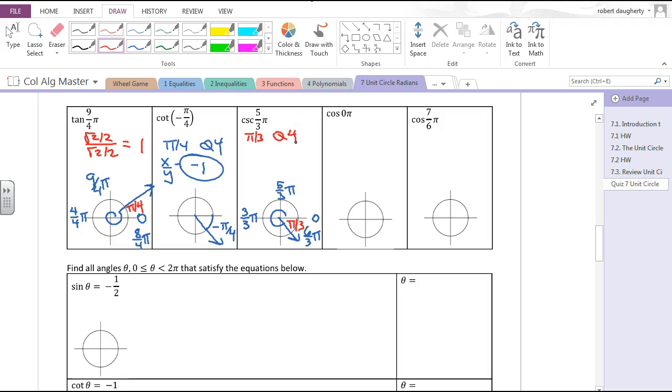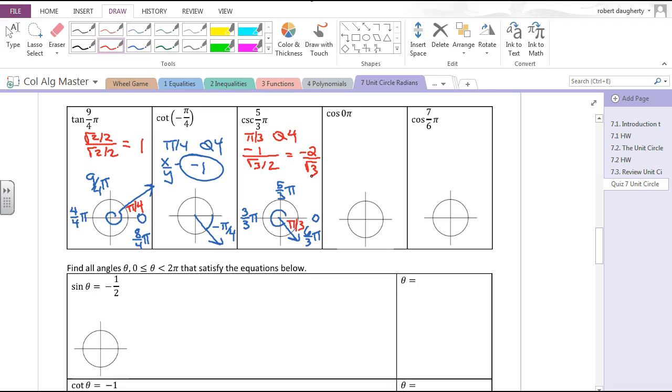Cosecant is the reciprocal of sine. If the sine is y, the cosecant is 1 over y. So at pi over 3, what is your y coordinate? It's square root of 3 over 2. So this is 1 over square root of 3 over 2. I'm in the fourth quadrant, so sine will be negative. So this is just negative 2 over the square root of 3.